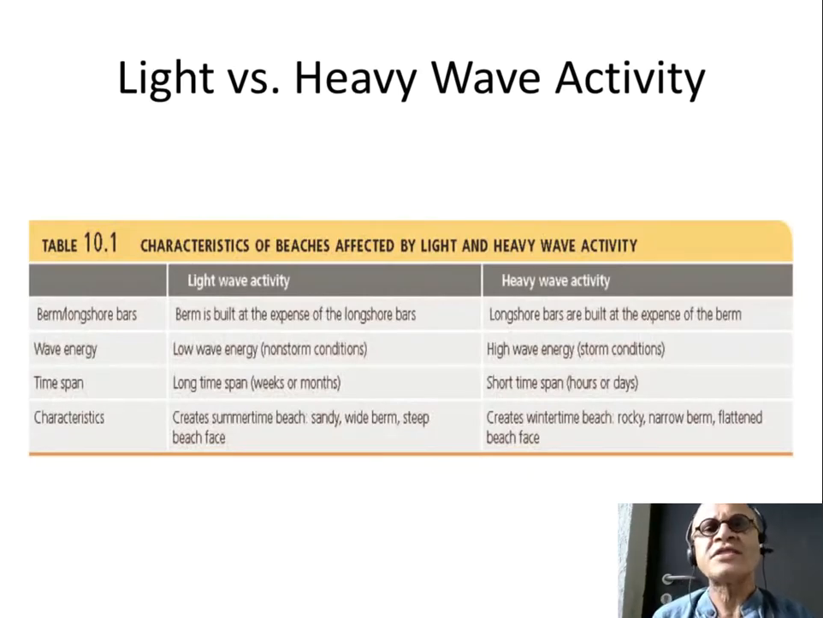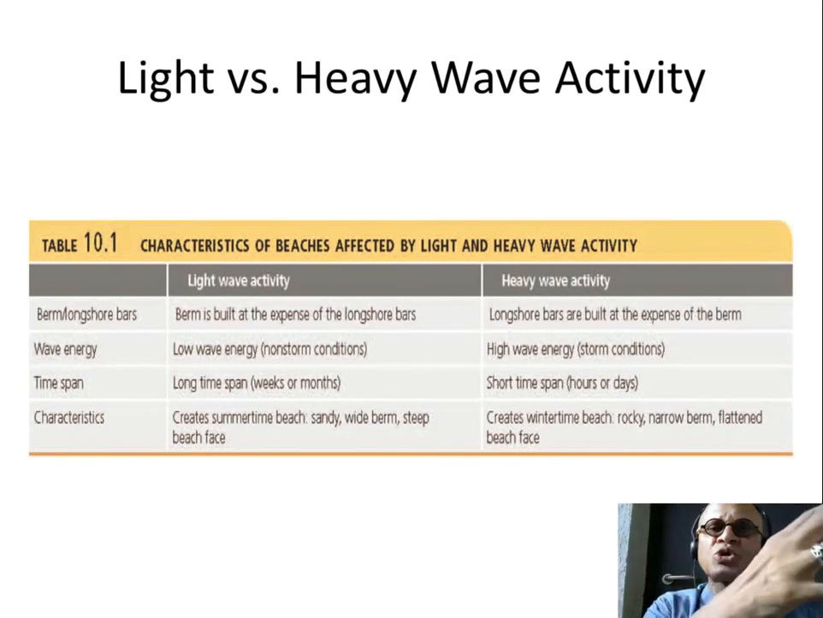So you can look at this impact in a table. So you can see that during the summer there is light wave activity. During the winter there are heavy wave activities. So the berms and longshore bars and wave energy, time span over which these processes occur, and the characteristics of the beach faces that get created can be compared. So you have the berm being built in the summer with light wave activity, whereas the longshore bar is going to be built at the expense of the berm in the winter.